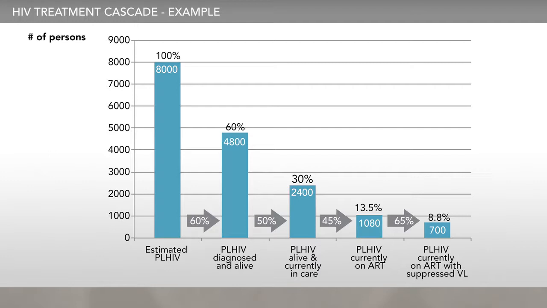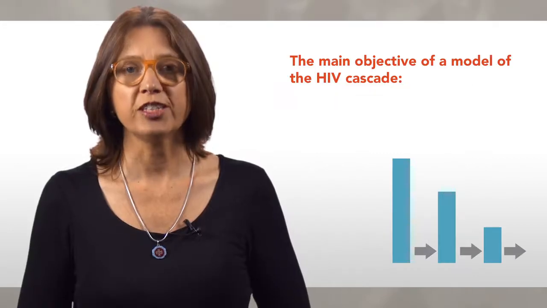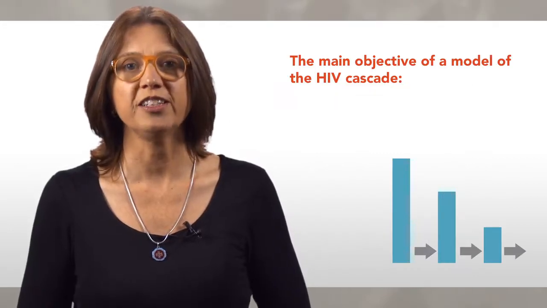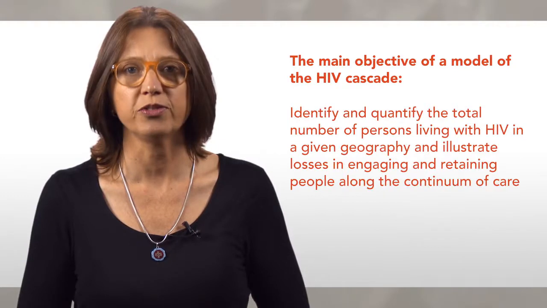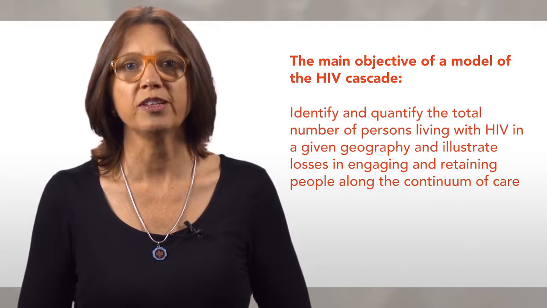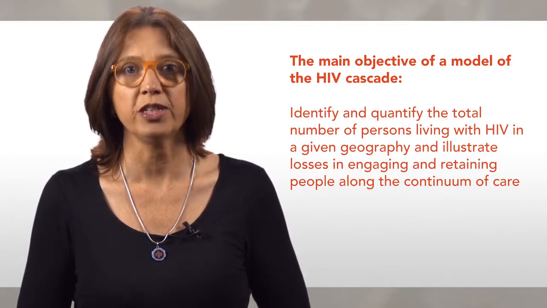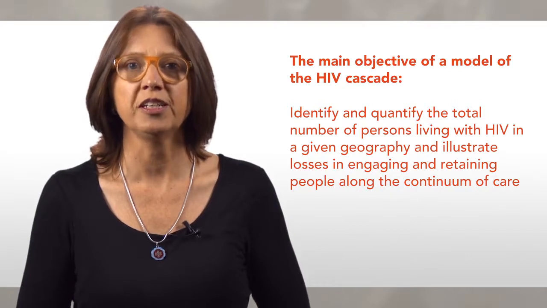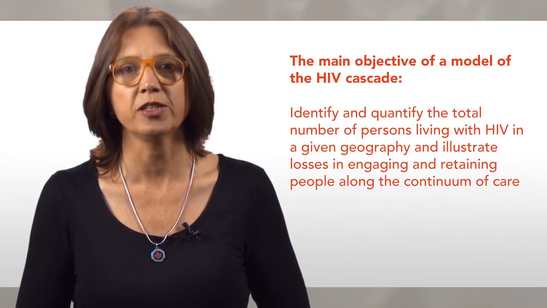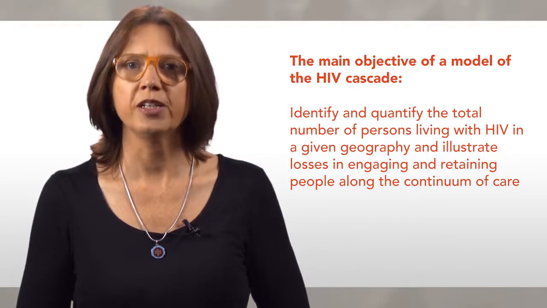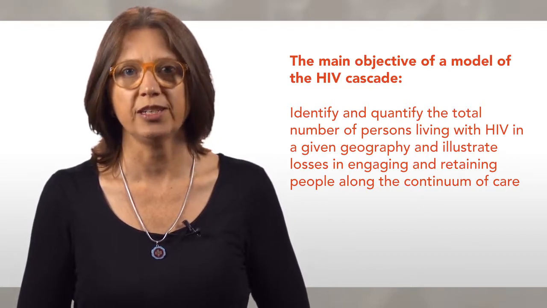In this lecture, we describe the cascade beginning with the estimated number of people living with HIV infection through to the far right, showing the proportion of all people living with HIV who are virally suppressed. The main objective of the model of the HIV cascade is thus to identify and quantify the total number of persons living with HIV in a given geography and illustrate the losses in engaging and retaining people along the continuum of care. We are now going to look at the continuum of care in more detail.